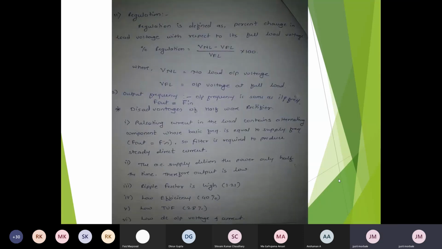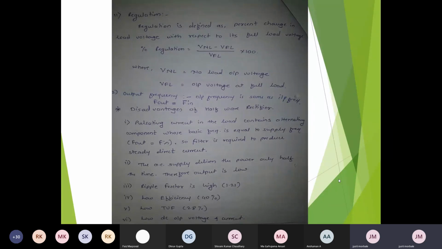Then regulation. Regulation is not in your syllabus, but still if you want you can define this term. Regulation is defined as the percent change in the load voltage with respect to its full load voltage. Percent regulation is VNL minus VFL upon VFL into 100.